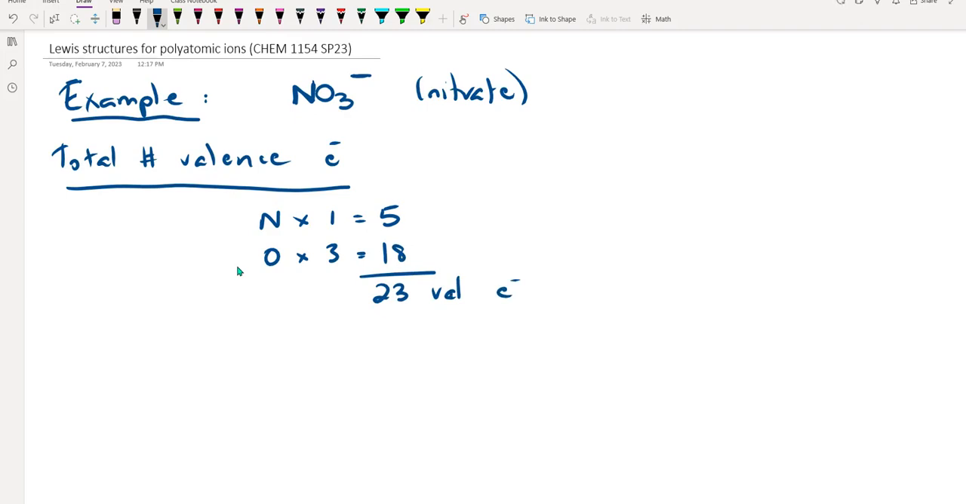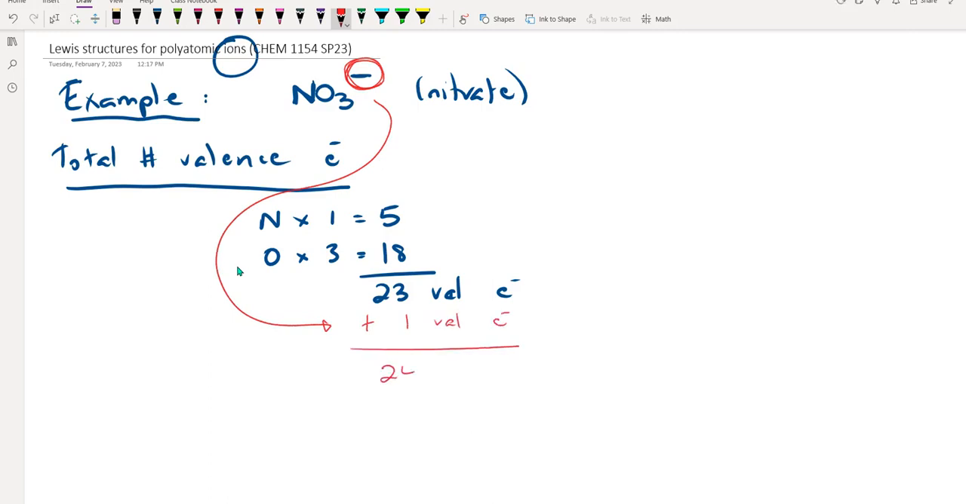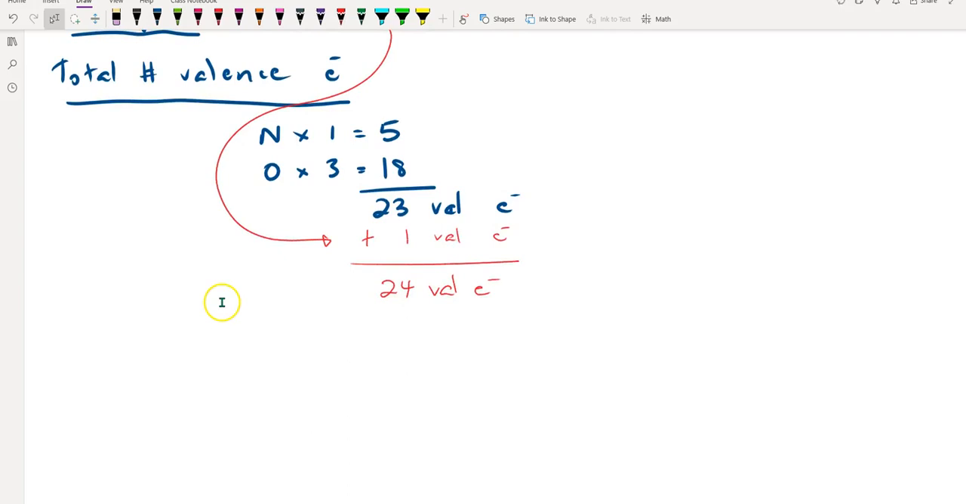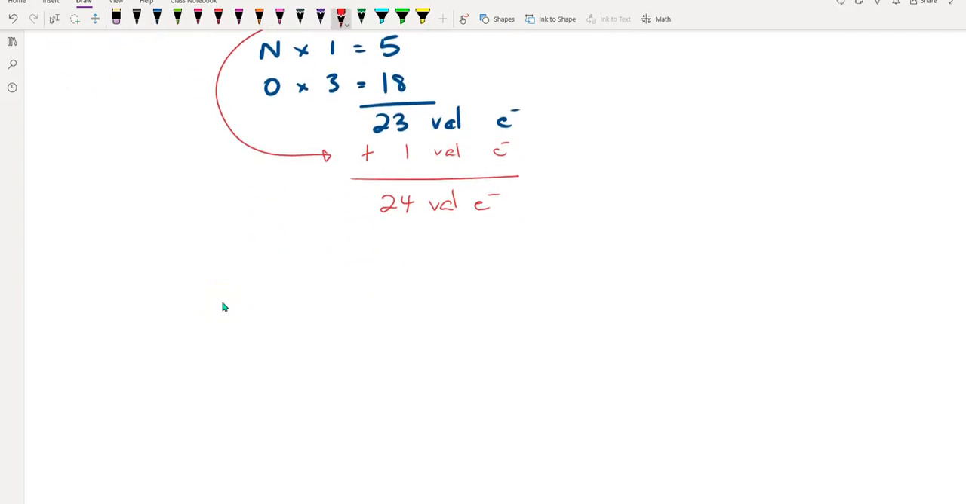And this is the extra step we need to consider when we're dealing with ions: we need to look at that charge. In this case, nitrate does have a -1 charge. That means we have an extra electron that gives us that negative charge. So we need to account for that in our valence electron count. We're going to add 1 electron to this. So when we draw our structure, it should contain 24 valence electrons. That's the only other step we're introducing that we haven't seen before when it comes to drawing Lewis structures.